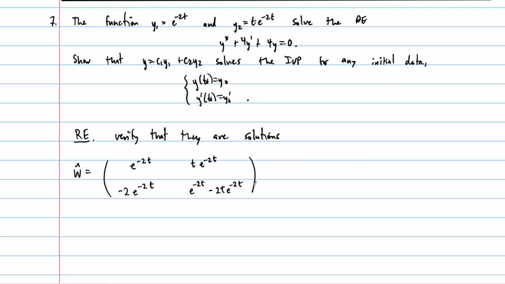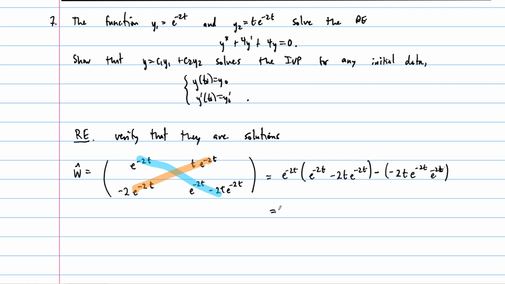Now, once we have the Wronskian matrix, what we have to do is compute the determinant of the function. So we're going to multiply this times this, and then this times this, and we're going to subtract. So the usual matrix determinant, even though there are functions in here. So this is going to be e to the minus 2t times e to the minus 2t minus 2t e to the minus 2t, minus this product. So that's going to be minus 2t e to the minus 2t times e to the minus 2t. I know it's kind of wacky the way that I wrote it there.